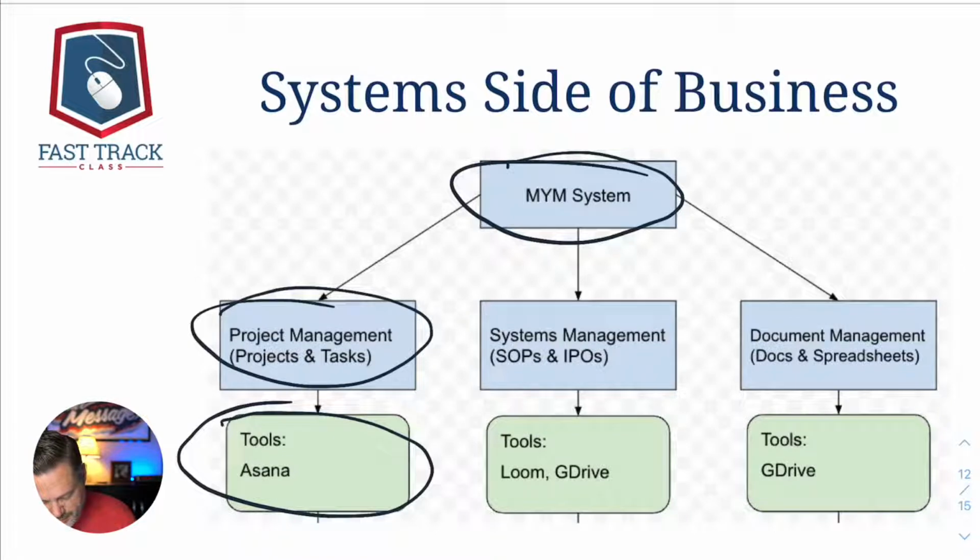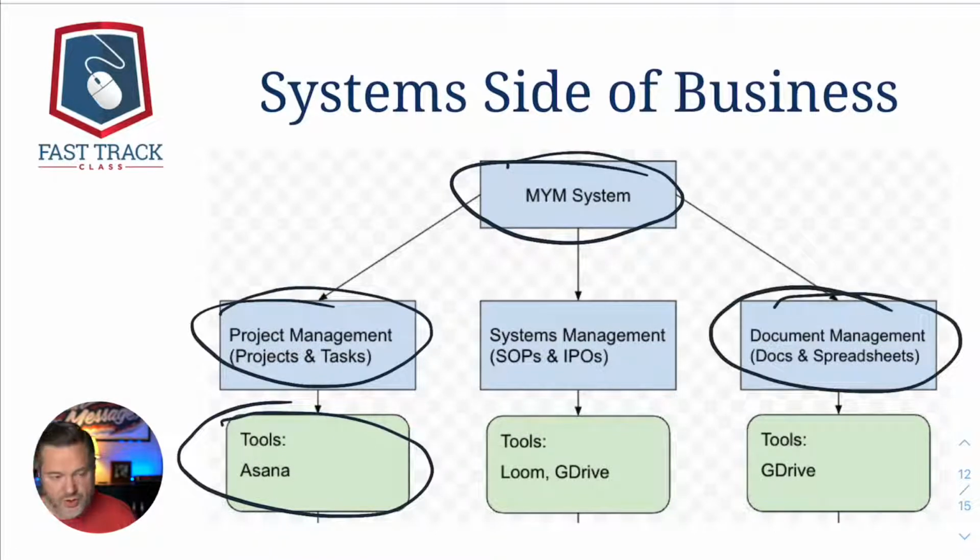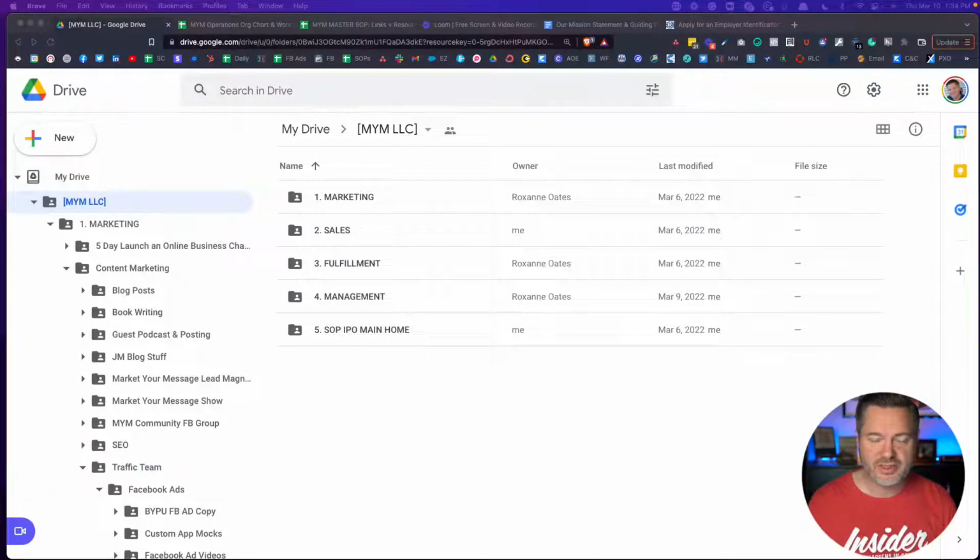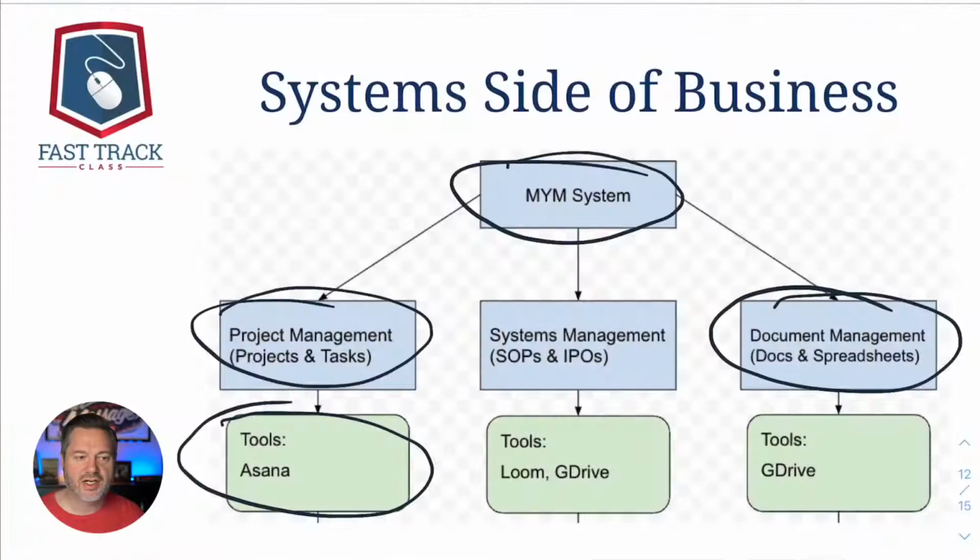Number 2 is document management. So you have documents somewhere. They might be on your computer, which I do not recommend, because if your computer goes down, you lose all your documents. Maybe you're using Dropbox. Maybe you're using Google Drive. This is what I just showed. So my document management is right here. This is how I set up mine in my business. All right, so that's the document management. Again, we use Google Drive.